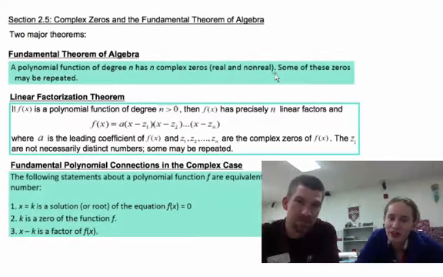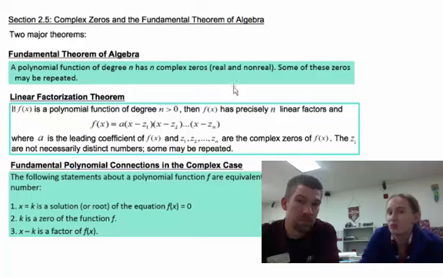Hey, section 2.5, complex zeros in the fundamental theorem of algebra. Fundamental meaning the basic reason algebra exists in the first place. Something like that. So that's our first theorem that we're going to look at in this section out of two major theorems. And it actually, as far as theorems go, is pretty straightforward. It says a polynomial function of degree n has n complex zeros, real and non-real. Some of these zeros may be repeated.